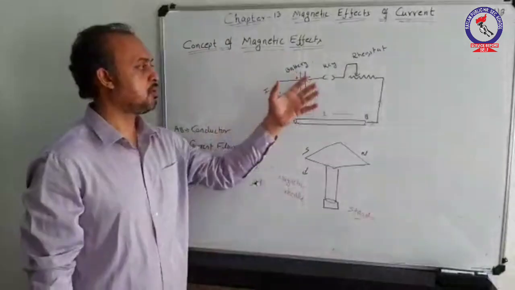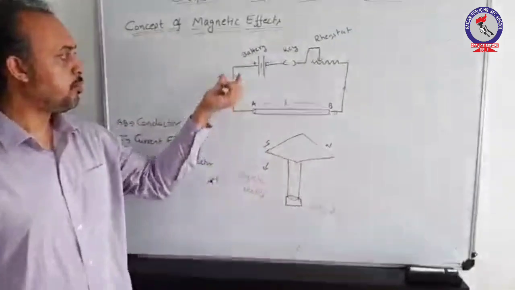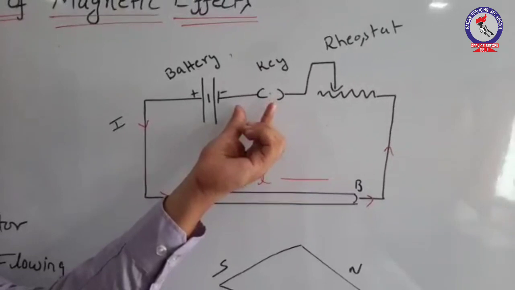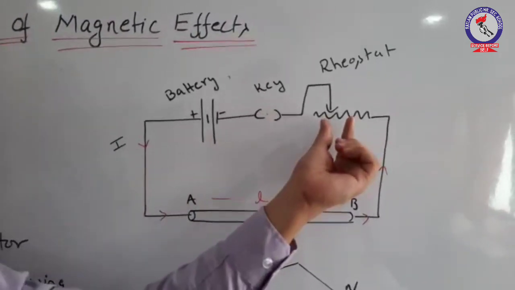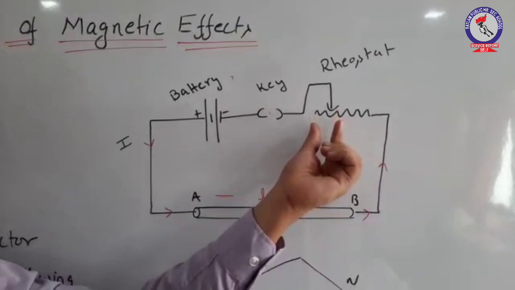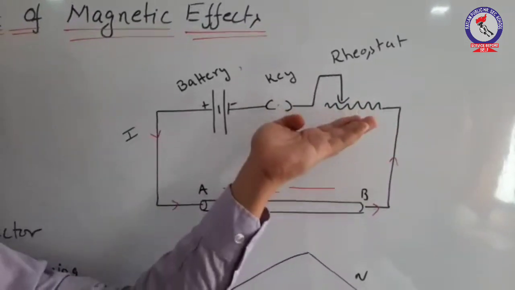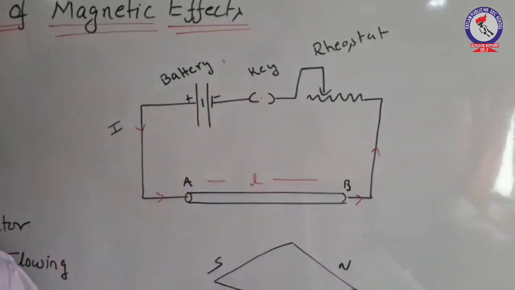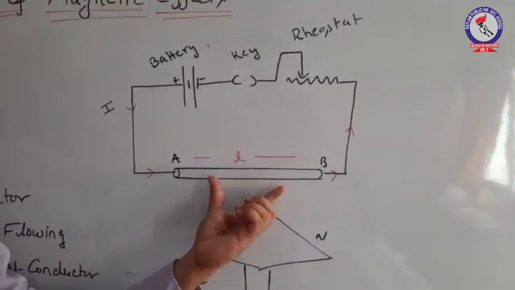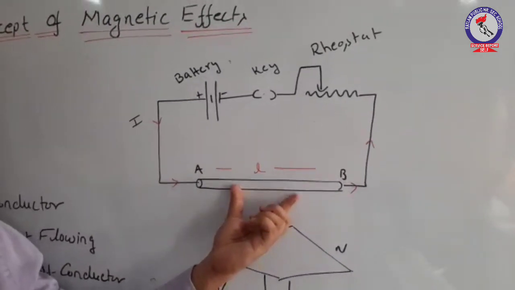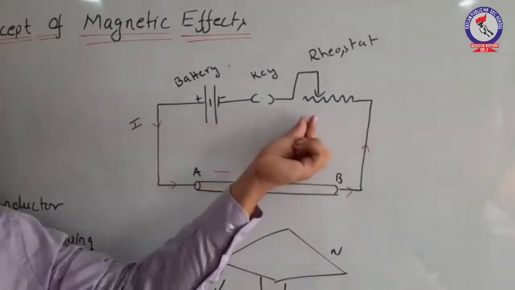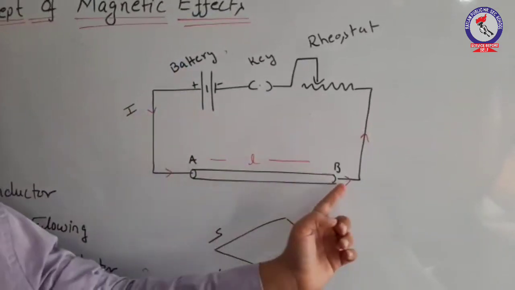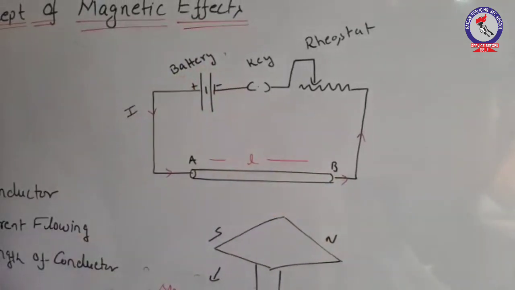Let's observe the circuit which has been arranged. Observe this battery, a combination of cells, a key which is initially open, and a rheostat. As you all know, a rheostat is a variable resistance, so that while doing a practical, the resistance can be varied depending upon the magnitude of current. This AB represents a conductor which is connected to this external circuitry. End A is connected to the positive terminal, while end B is connected to the negative terminal.